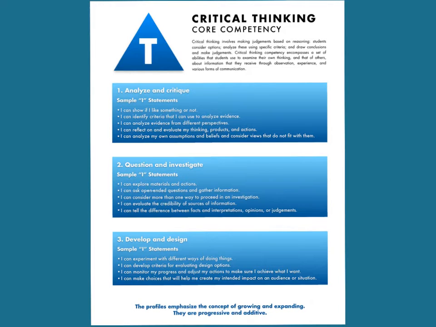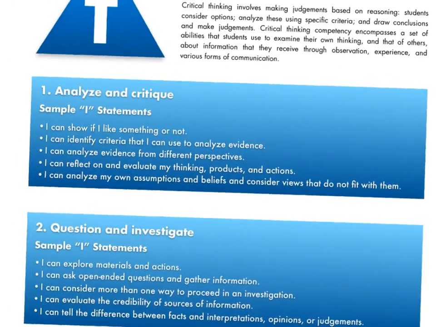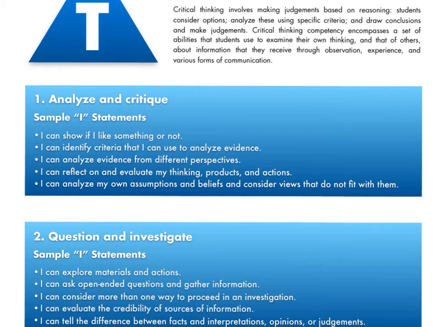So there are three main components that we look at within critical thinking. The first one is analyzing and critiquing. On a simple level, this is when you can show if you like something or not, right? Or you can identify criteria that you use to analyze evidence. So being able to justify. When we're looking at persuasive writing, you're doing some analyzing of criteria and critical thinking here.